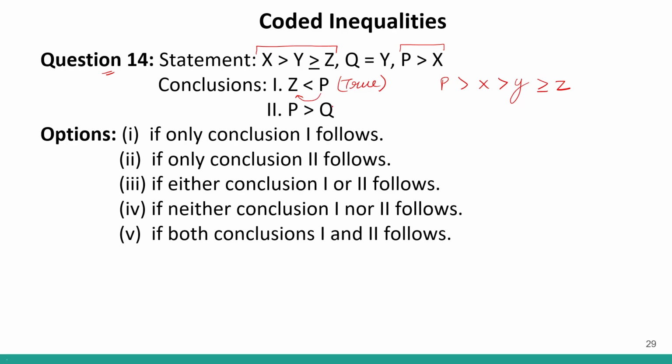Now we have to find out whether P is greater than Q. Correct? Over here, I can see a relationship that Y is equal to Q. So instead of Y, I can also put Q because they are equal. So P is definitely greater than Q. This is also true. So my answer will be that both the conclusions follow. Therefore, my answer will be option number 5. Okay?